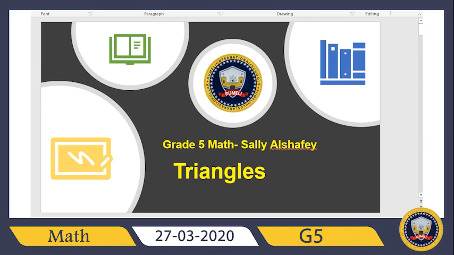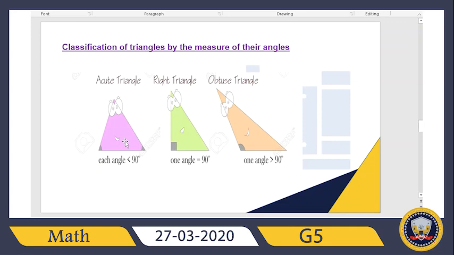Today we're gonna start again about triangles, but we're gonna take a new part. Last couple of days we covered how to classify or identify triangles according to the length of their sides. Today we're gonna classify triangles based on the measure of the angles. Let's see how we can classify the triangles by the measure of the angles.